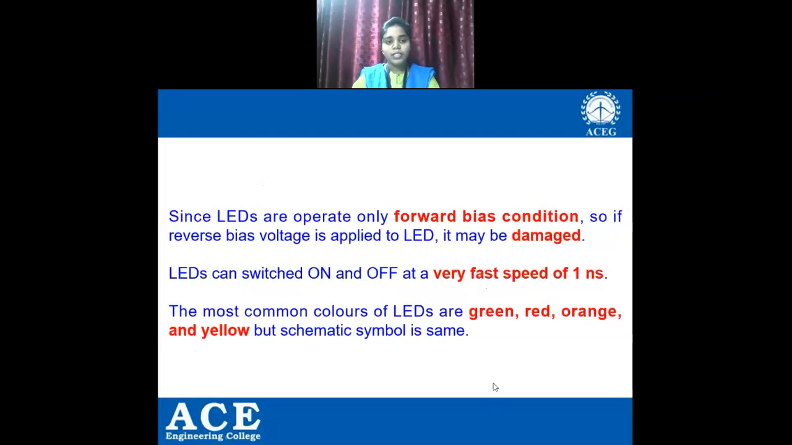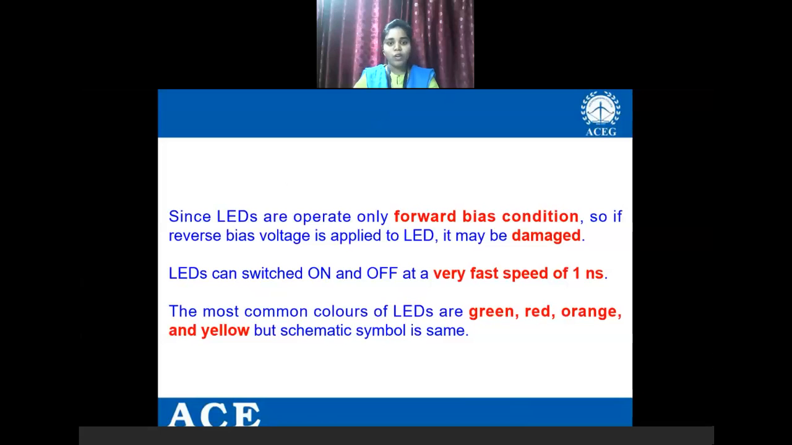Here we can see, since LEDs are operated only in forward bias condition, if reverse bias voltage is applied to an LED, it may be damaged. Yes, I have said right. Whenever you give voltage in reverse bias condition, it may lead to damage of our LED. Clear? LEDs can switch on and off at very fast speeds of nanoseconds. Right?